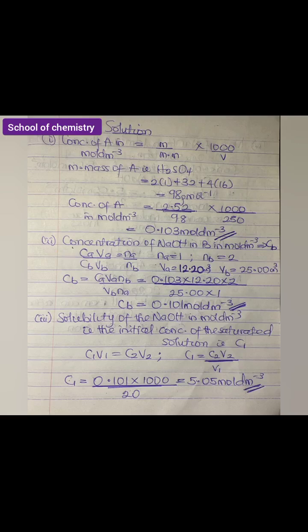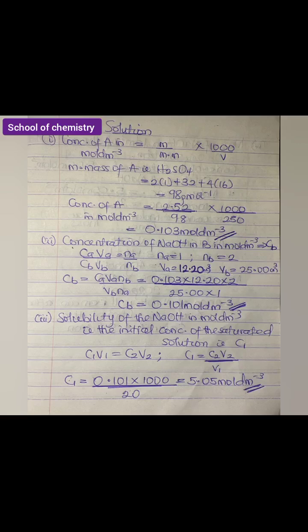It's very important to write your mole ratio of acid to base. It is 1 mark, always 1 mark. NA is equal to 1, NB is equal to 2. In this case I'm using VA as 12.20, because that's the titre value that I've derived after multiple titrations. VB is the volume of the base that is pipetted, so that is 25.00 cm cube. From there, I will make CB the subject of my formula: CAVA NB over VB NA. After substituting, I will get CB as 0.101 mole per dm cube.